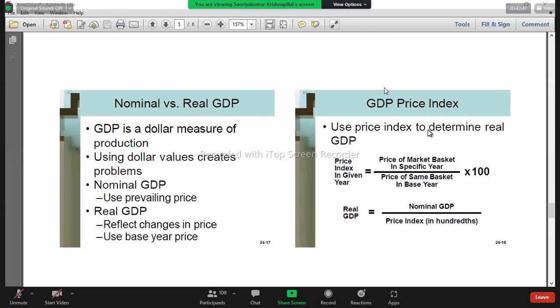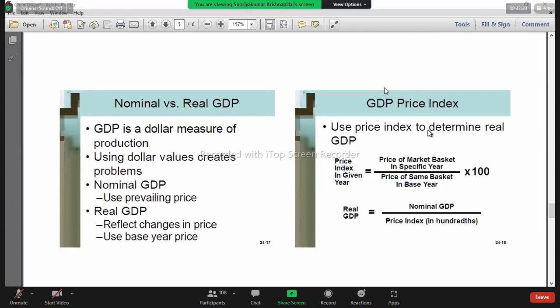That is why, to estimate economic growth or anything, we use real GDP. Nominal GDP will not give the actual, real production increase or decrease. We can also use the GDP price index, if we calculate it every year. We can use that to convert nominal GDP to real GDP.